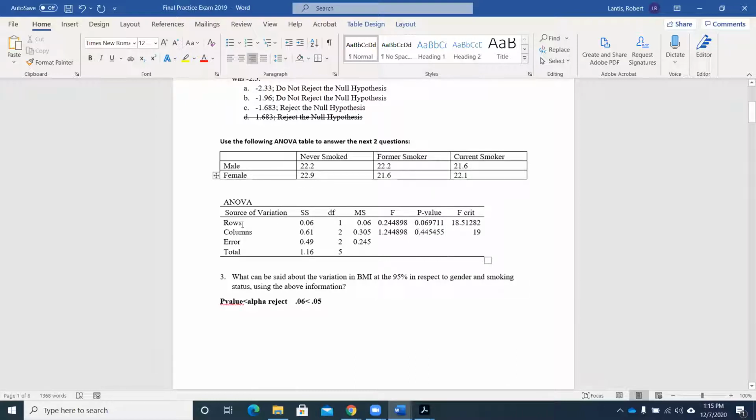We look at the p-value associated with either the rows or the columns. If the p-value is greater than alpha, what we're really saying is we fail to reject the null, and we start out assuming that the mean is the same across all these different factors, across smoking status or across gender. So if we fail to reject that, we're really saying there is no difference. If we can reject it, like if we had a p-value of 0.06 here, then we could say that there's some variation with respect to whatever the row headings are, or whatever the column headings are.